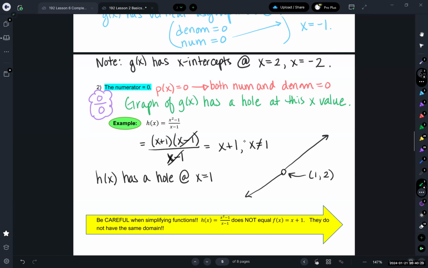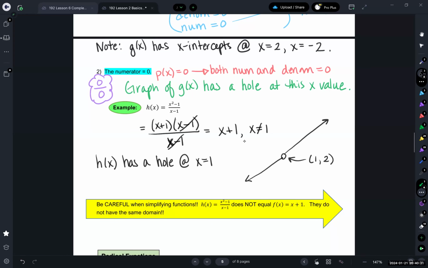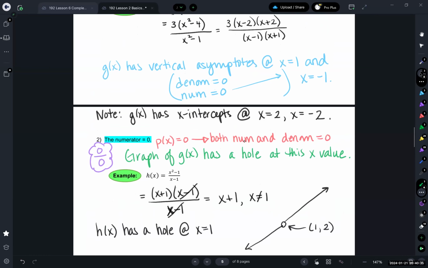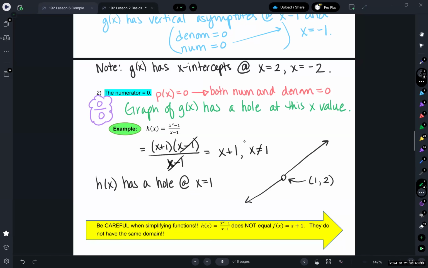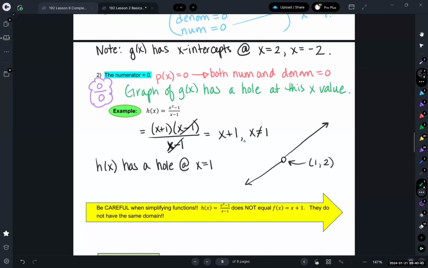So it does seem like a technical difference, but it is really important that you realize just because the denominator is 0 does not mean you have an asymptote. You have to check to make sure that the numerator is not also 0. If the numerator is 0, you're going to have a hole. But you need to be careful when you simplify to make sure that you note which x value is getting eliminated from the graph and from the function.